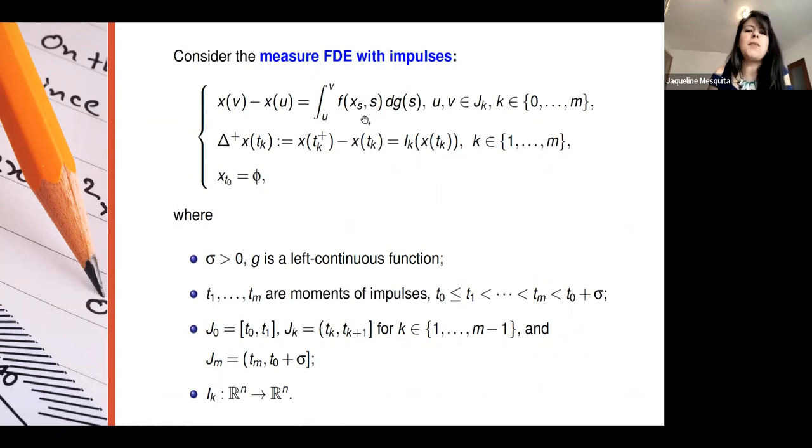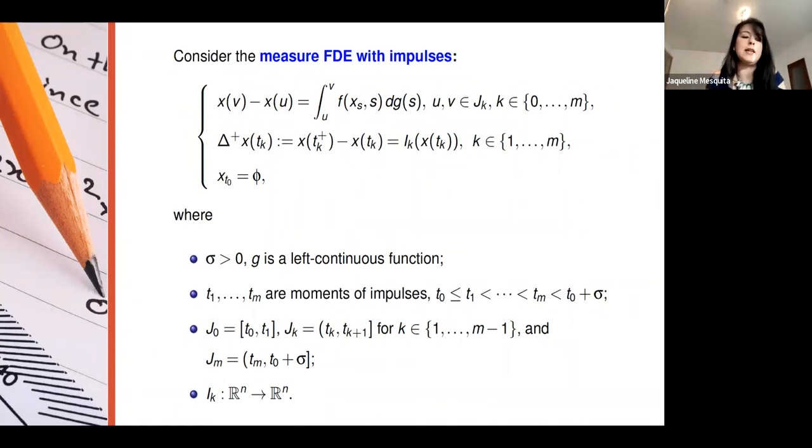Only to mention, I consider it here with delay, but we do not need to consider delay. Here it's more general, but we can think about it without delays, because we can also extend it to delay equations the same way as before.